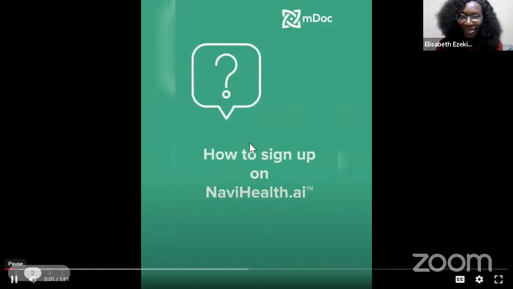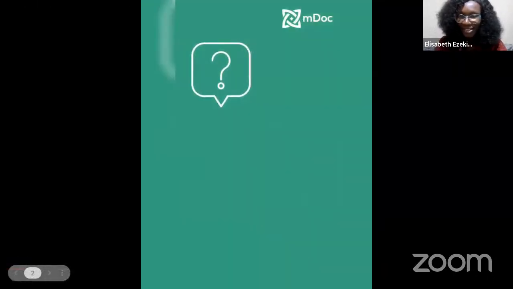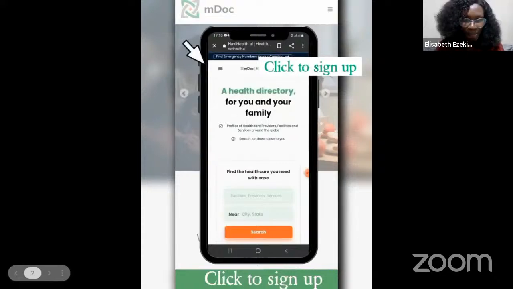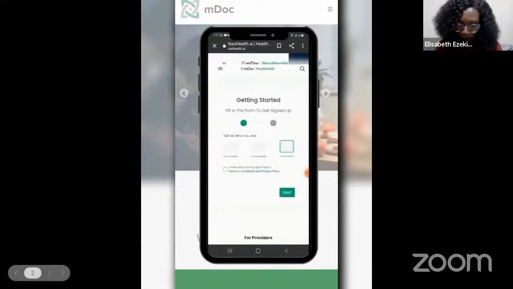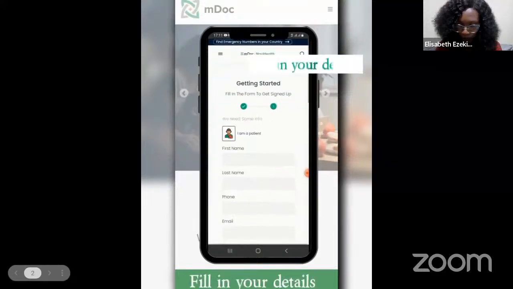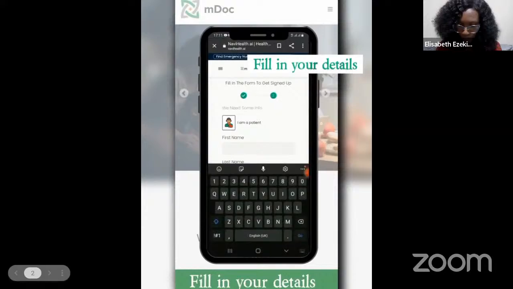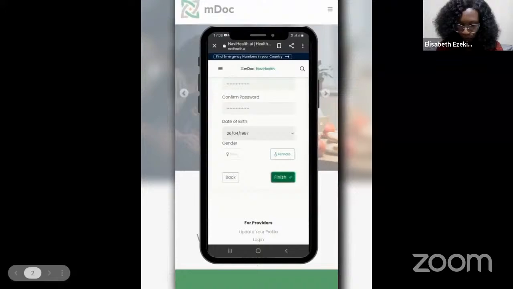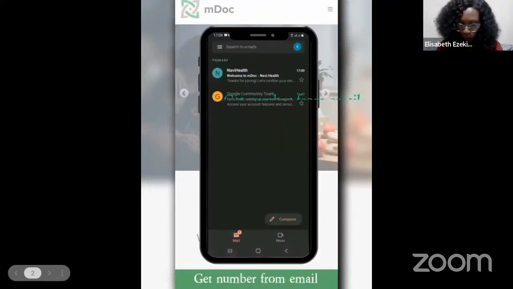Hello, in this tutorial, I'll walk you through the sign-up process on NaviHealth. The first step is to enter navihealth.ai into your web browser. Next, click on the sign-up button you can find below. Choose from one of the options to register either as a patient, facility, or healthcare provider. Input your details. You can use a registered phone number or email address of choice, but please note that using a registered phone number is compulsory. Make sure to create a strong password. Once you have done that, click on the Finish button to be redirected to input the 6-digit verification code.